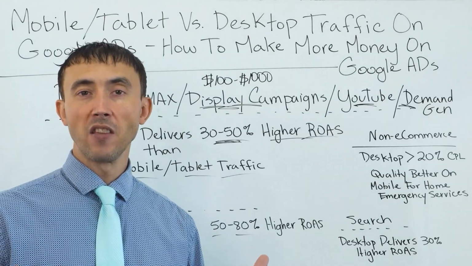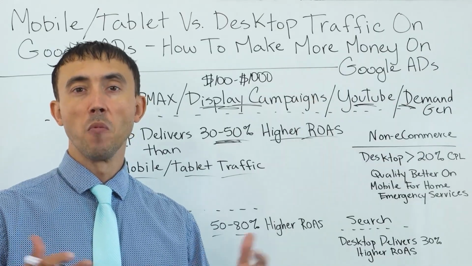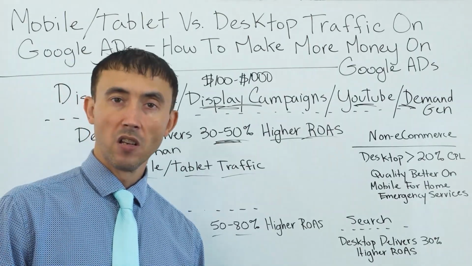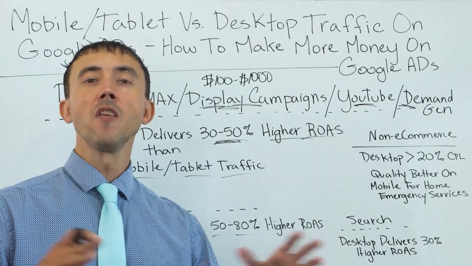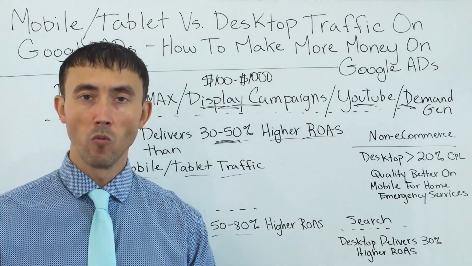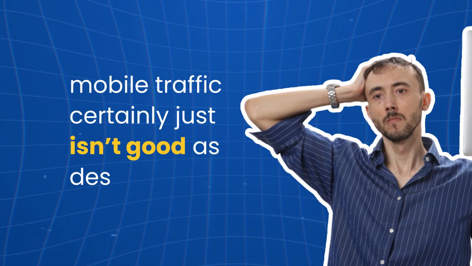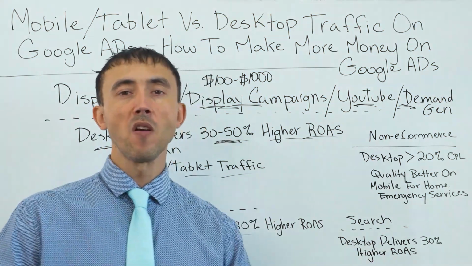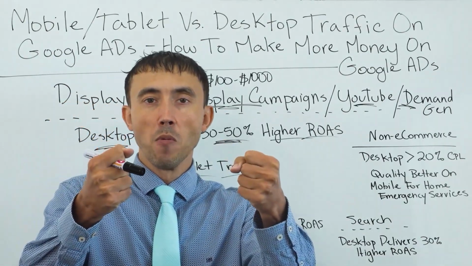Whereas back in the day, the mobile traffic was 10% of what desktop traffic cost because nobody could really monetize it that well, nowadays the cost is similar. You're still going to pay more for desktop, but the conversion rate's better on desktop, and you're going to get a better ROI on desktop traffic because people really just don't understand that mobile traffic certainly just isn't as good as desktop traffic. So you're going to be getting a better ROI on desktop traffic, even though you have to pay a little bit more.